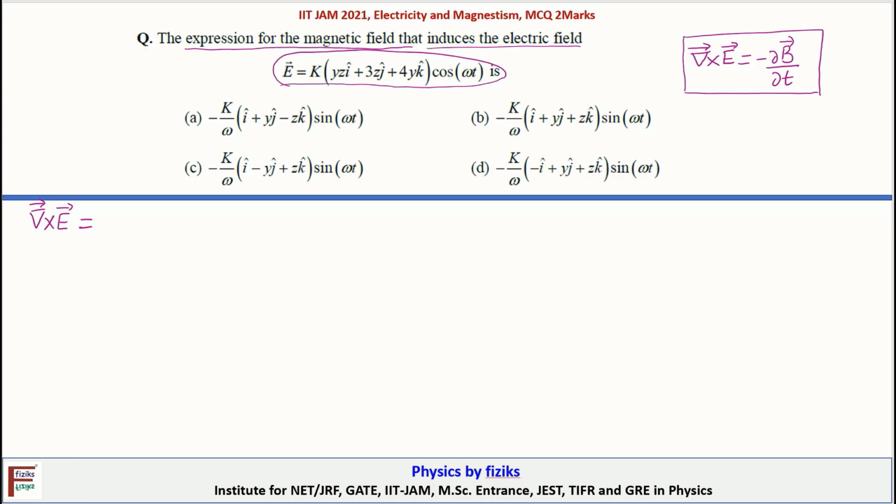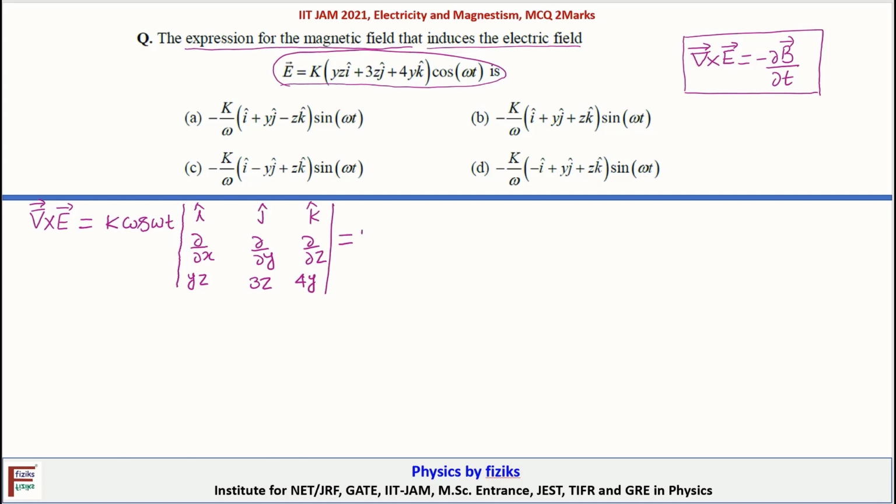So if we have to find curl of E, let's take the common term k cos omega t, and then we will write the i cap component, the j cap component and the k cap component. This is del x, del y and del z, and the E x component is yz, then you have 3z, and then you have 4y.